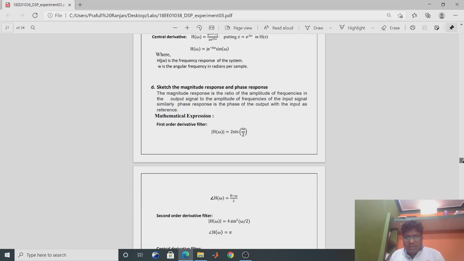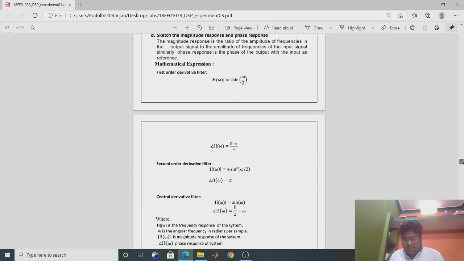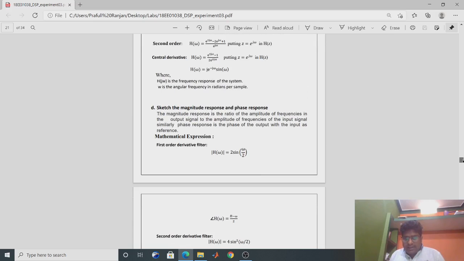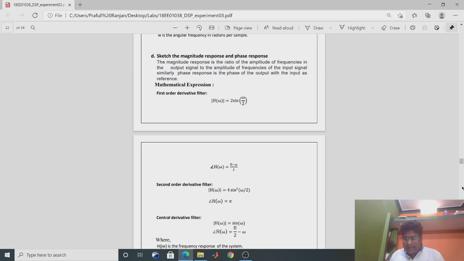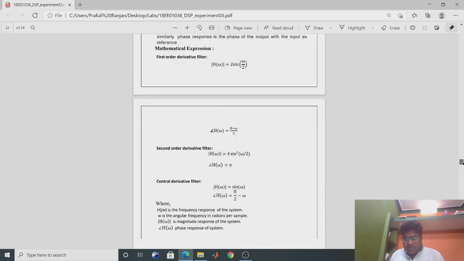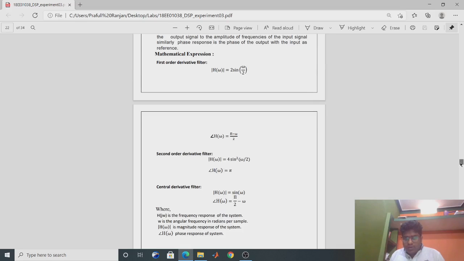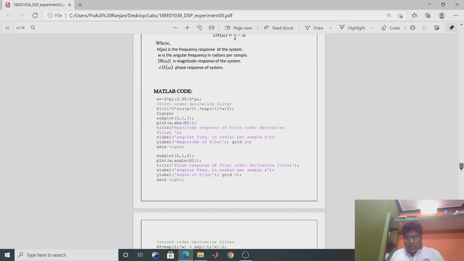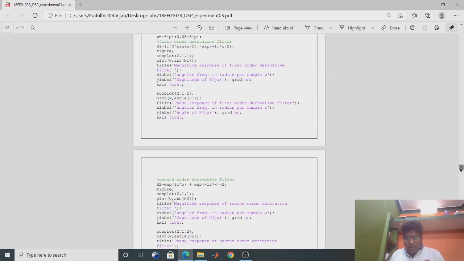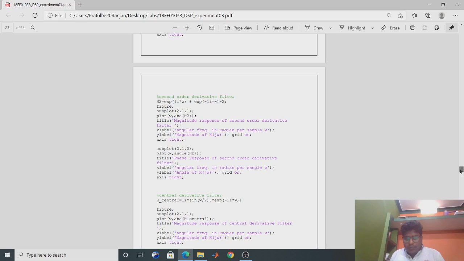And the next one is to sketch the magnitude responses and phase responses. So we will take its magnitude, which will come like this, and angle like this for first order. Similarly for second order, and for central derivative this will become like this. These are the codes for plotting.